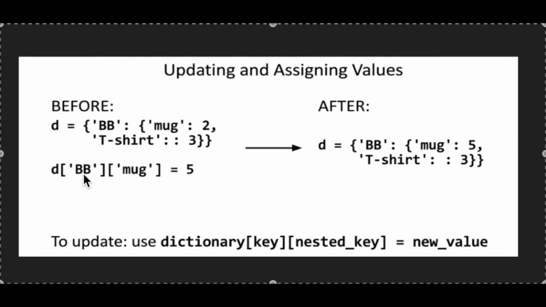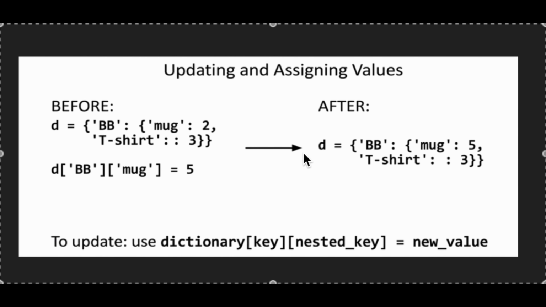Look at this, D of BB and then mug, then we update the value equals to 5. The first bracket BB tells the computer, go into the big dictionary and find the BB folder, and the second bracket mug tells it, now look inside the BB and find the mug tally. Here the equals to 5 tells it to throw away the old number and put a 5 there instead.